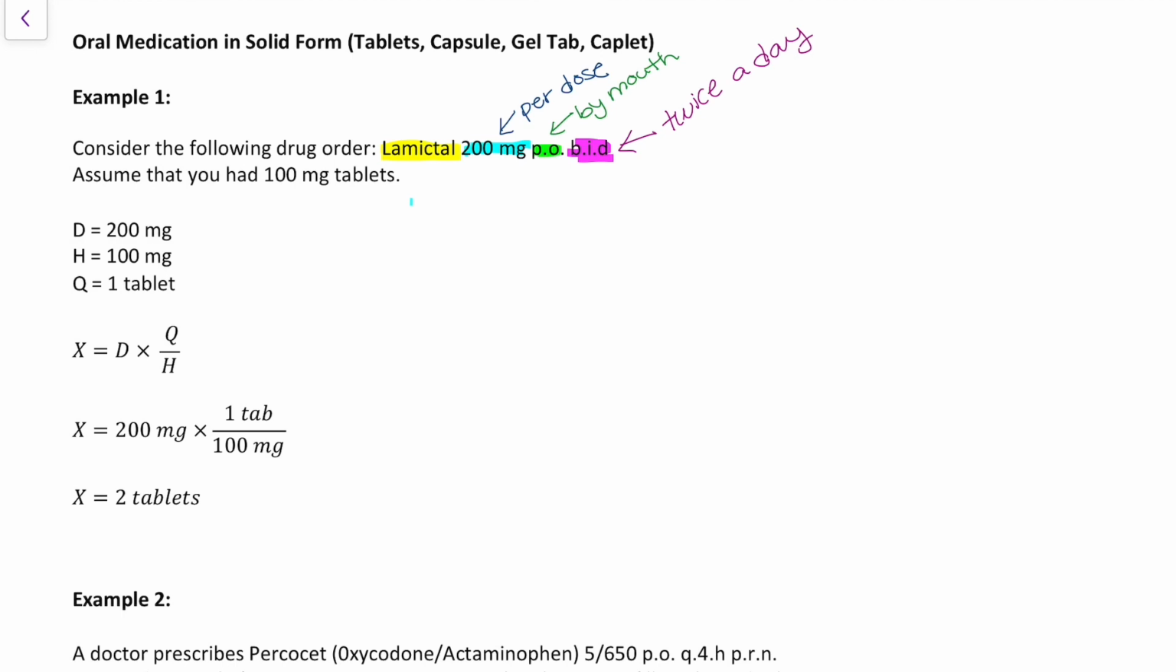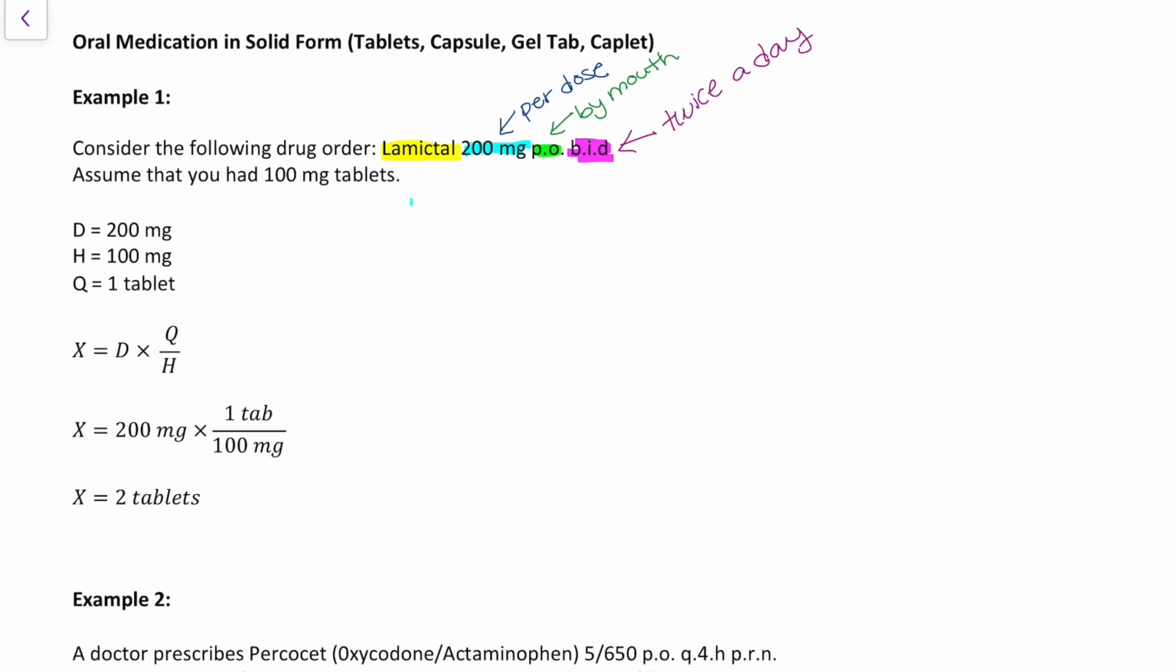And so if I am following my formula here, I start with what I'm given, my 200 milligrams, and I'm converting that into tablets. My conversion is 1 tablet is 100 milligrams. So I'm going to do 200 milligrams times 1 tablet over 100 milligrams, which equals 2 tablets. And in this case, it gives us a nice whole number, so we don't need to worry about rounding.